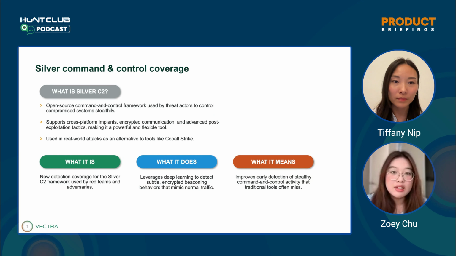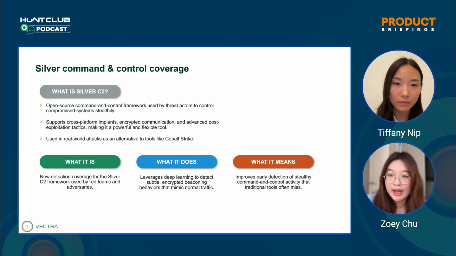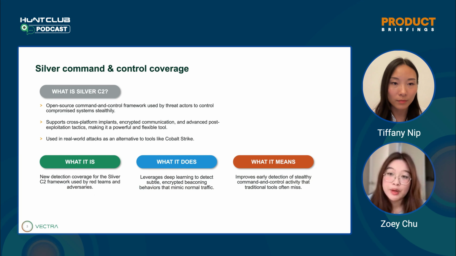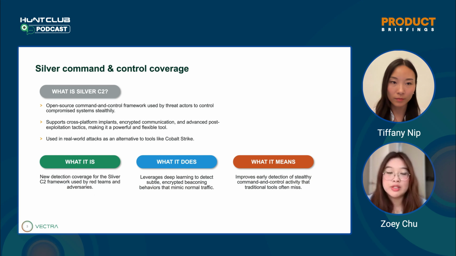But what's happening is threat actors are taking that and actually using it on real systems, real environments, and they're using it as an alternative to tools like Cobalt Strike, because now that we have detections and coverage for Cobalt Strike, they want to find an alternative that works the same way but goes undetected. So what Vectra did here is that we have new detection coverage for that Silver C2 framework. We take our AI and our deep machine learning to detect those subtle, decrypted beaconing behaviors that look like normal traffic but are actually malicious.